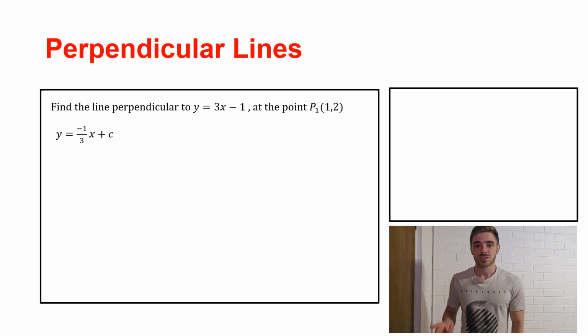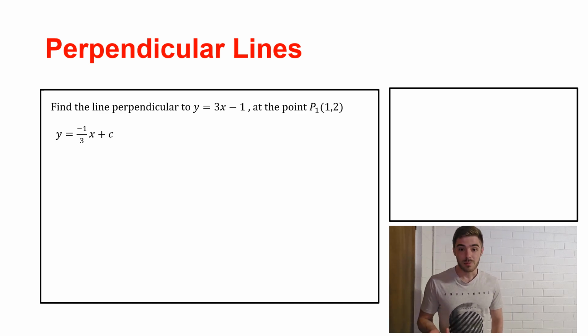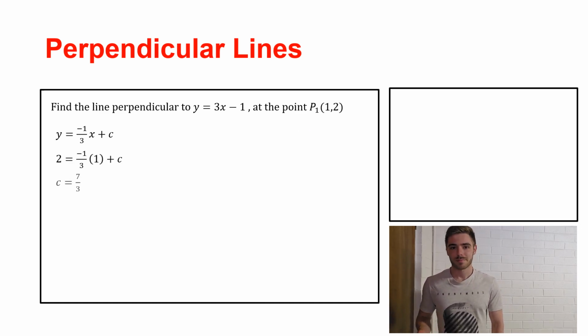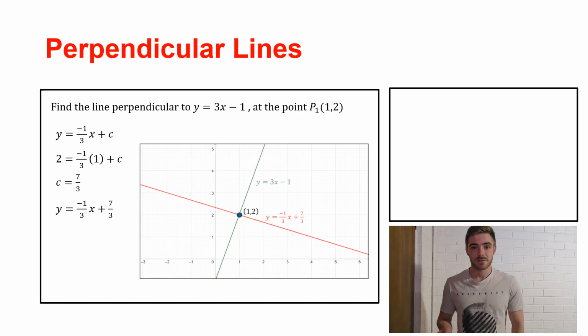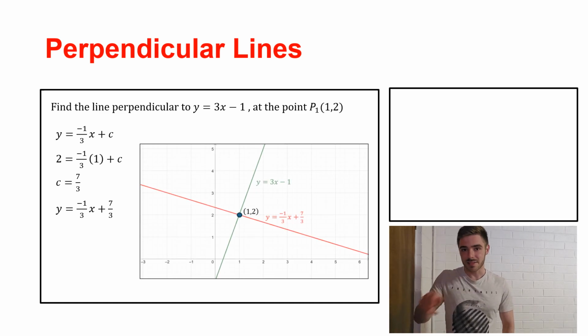Once again, we're now in a situation where we need to solve for c, and we do it the exact same way, by subbing in the known point. This time, you sub in x equals 1 and y equals 2. If we graph this situation on an axis, it'll look like this. The key feature here is that the lines intersect at a 90-degree angle.